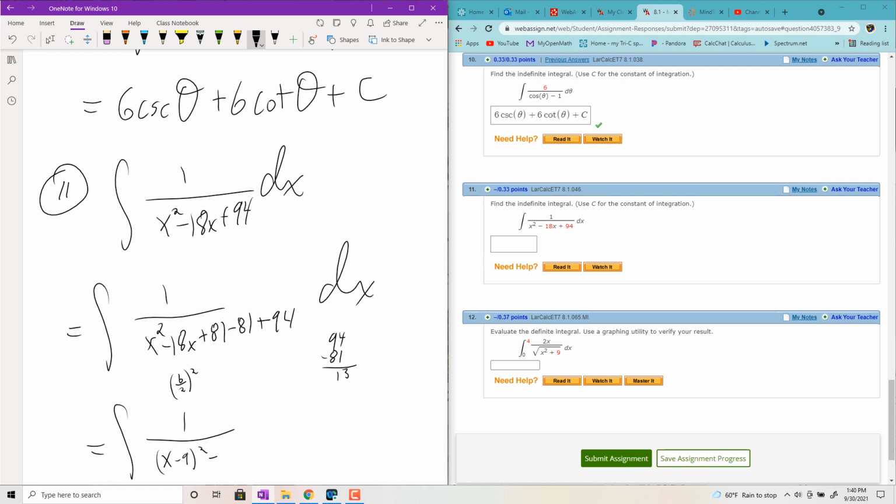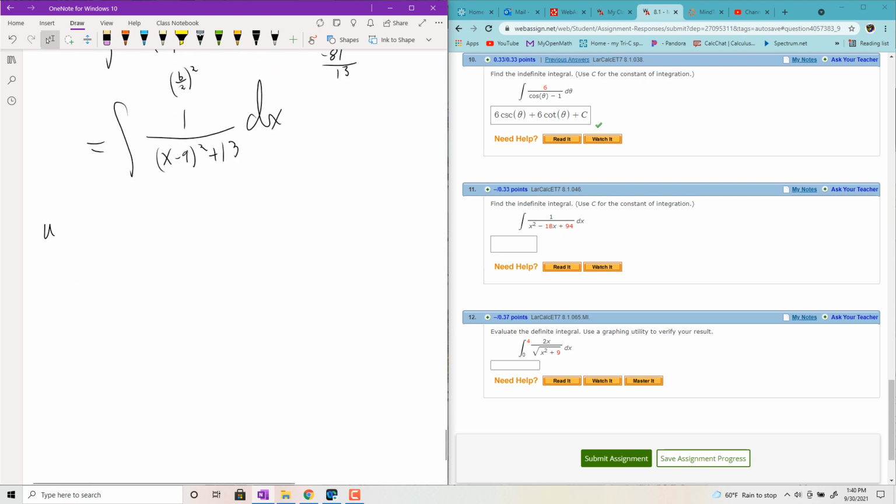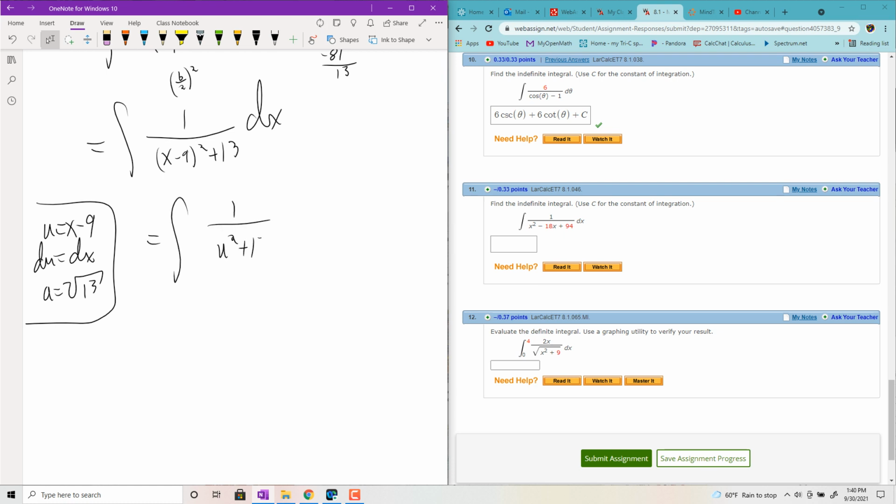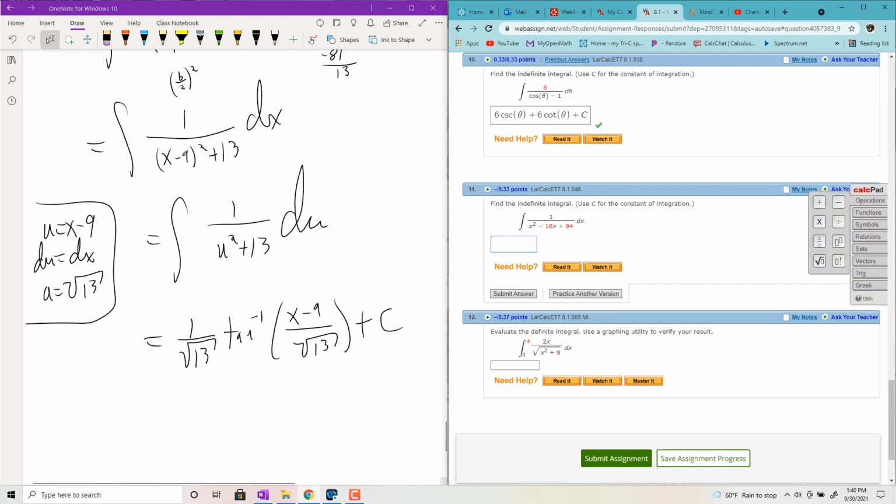13. Okay. The u in this case is x minus 9, but the du is then just going to be dx. So it's kind of silly to do a sub. If you want to, you can. The a value is going to be root 13, which is why I'm flipping out, because it gave me a weird number again. All right, so I get the integral of 1 all over u squared plus 13 du. So it's going to be arctan, 1 all over a, square root 13, tan inverse of u, which is x minus 9 all over a, which is square root 13, and then plus C. Let's make sure it's right.